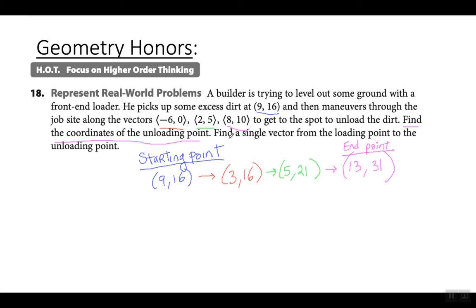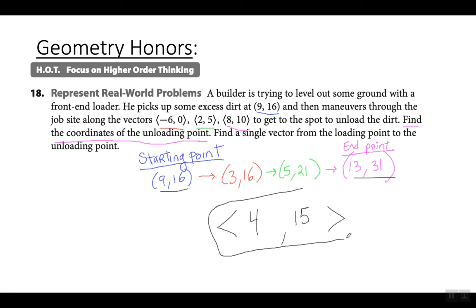But now the last sentence says that they want us to find a single vector from the loading point to the unloading point. So let me change the color of my pen one last time to black. In other words, we got to write a vector that in just one vector will tell us how to get from here to our endpoint. So from 9 to 13, I got to add 4. That's what I'm going to write there. And from 16 to 31, I got to add 15. And that's it, I'm done.